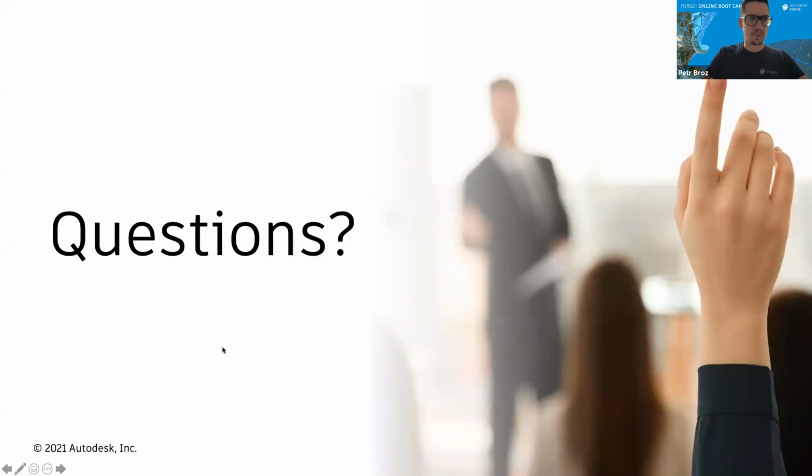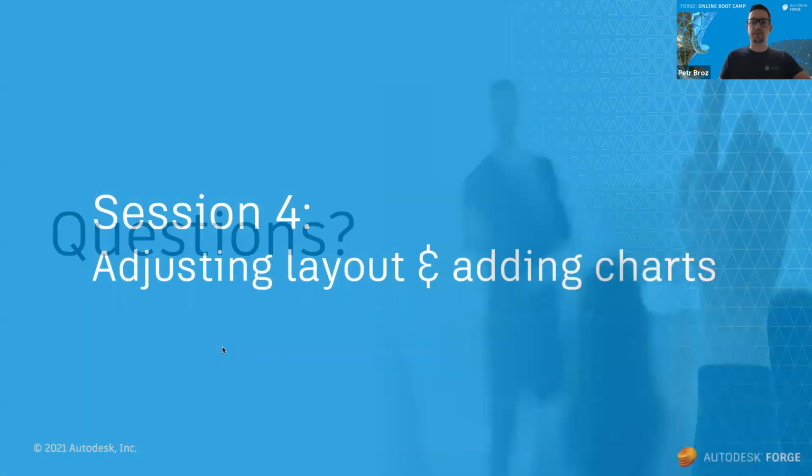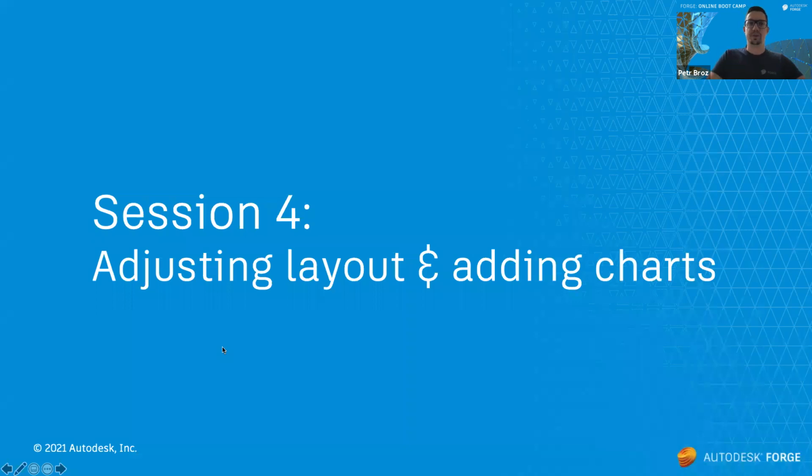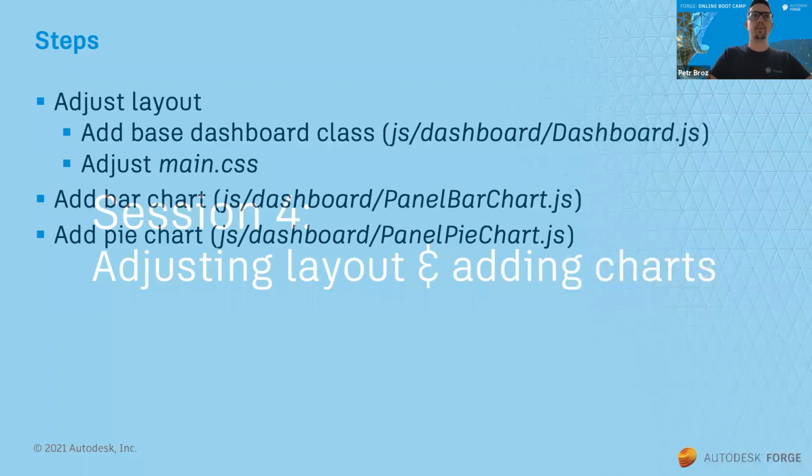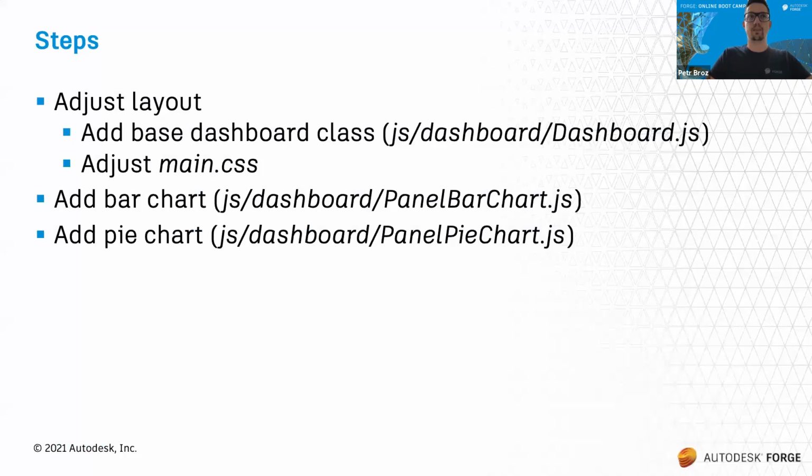So I see no other questions. I think we're ready to move to our final step, where we're going to adjust the layout of our HTML page a little bit. And we're going to add a couple of charts, bar charts and pie charts, again showing some of the computed results, the histogram or the summary from all the elements in our model.